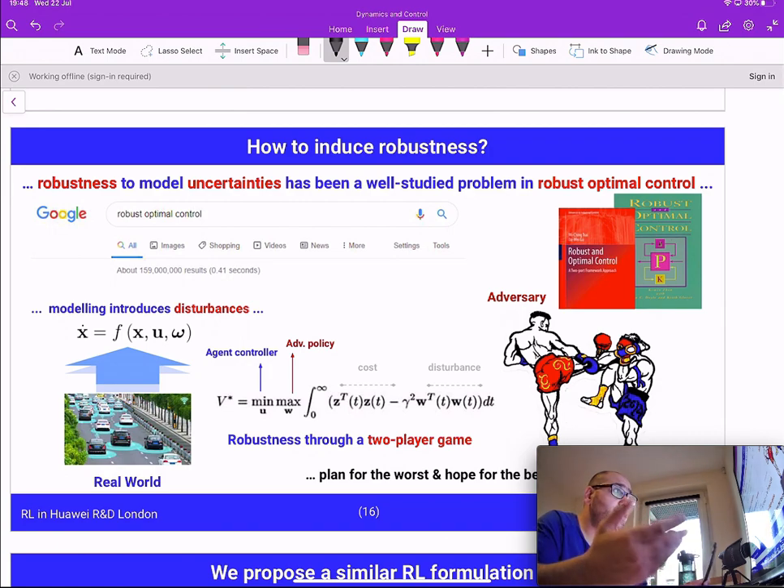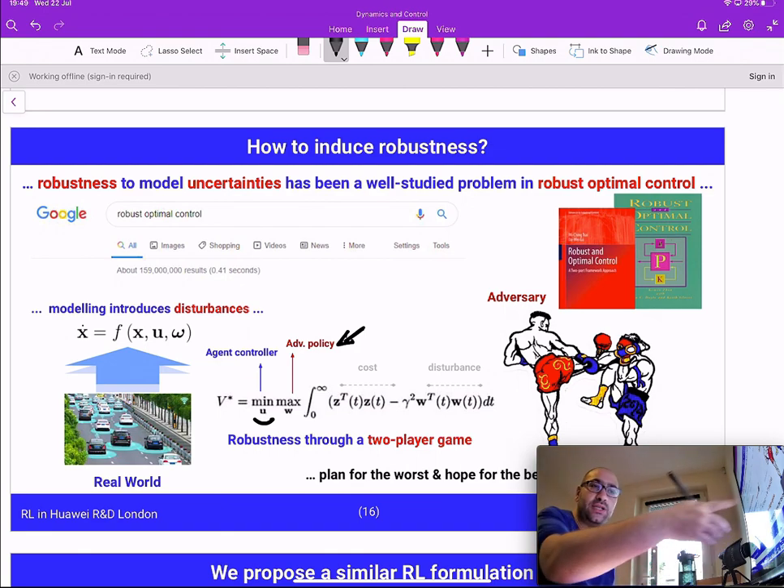So if you just search robust optimal control, I think you get 159 million results. And then there are two very nice books about it. So robust optimal control introduces an adversary. It says, okay, this is the controller of my agent, so I want to find the optimal action that minimizes some cost function or maximizes some reward. I'm now going to introduce an adversary, and that adversary is going to start changing some aspect of the dynamics.